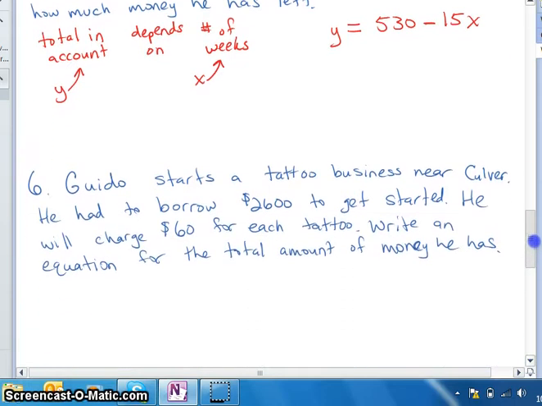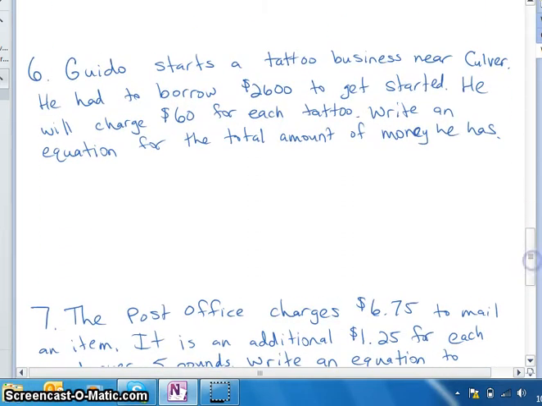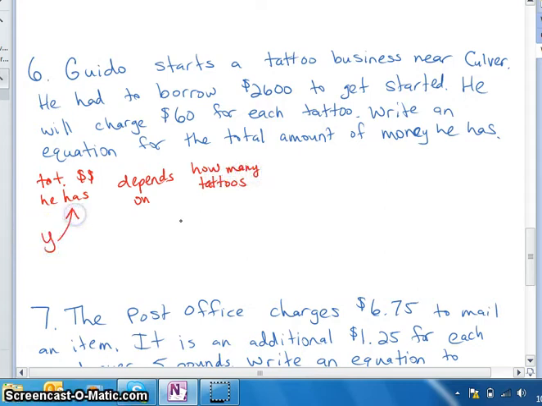Okay, next one. Guido starts a tattoo business near Culver. He had to borrow $2,600 to get started. He's going to charge $60 for a tattoo. Write an equation for the total amount of money he has. So the total money depends on how many tattoos he sells. So y is the total he has, depends on number of tattoos.